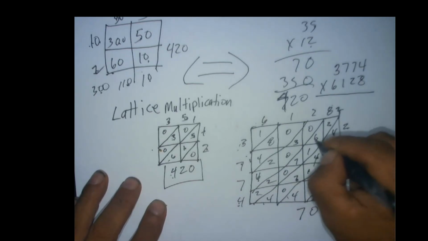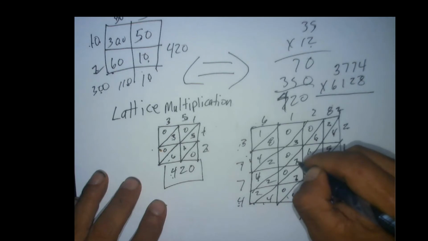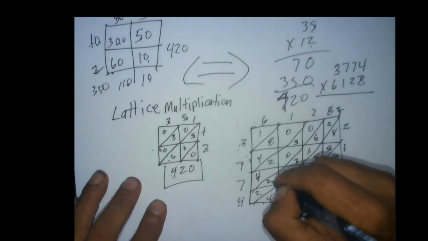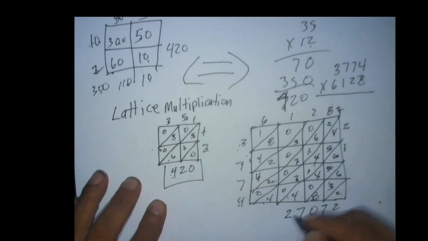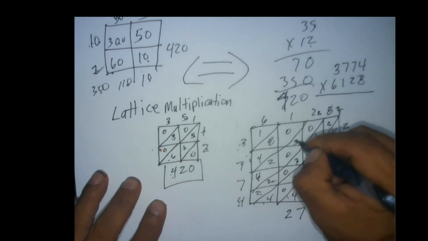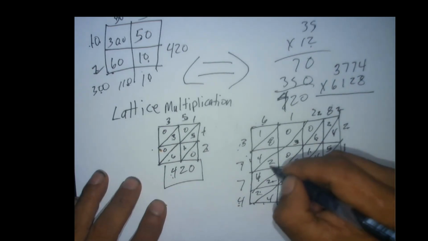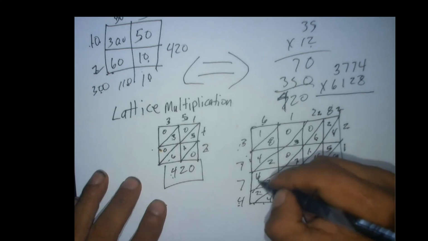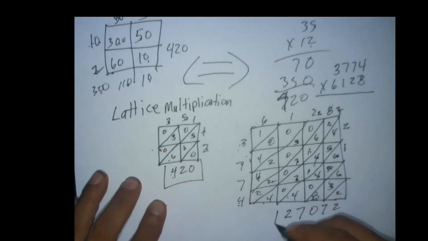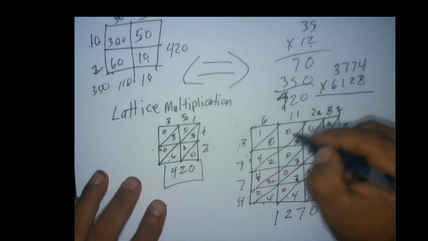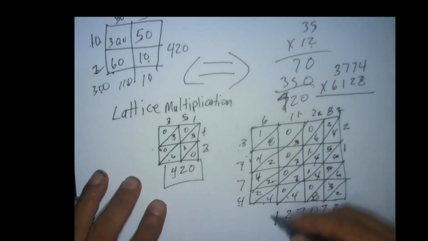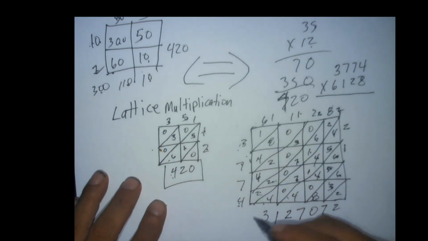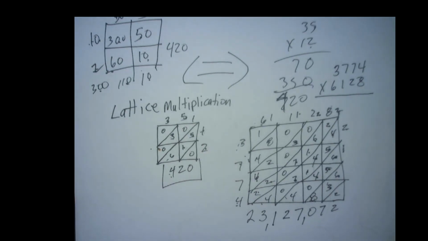That's 10. 11. 11 and 7 is 18. 20. 22. Carry a 2. 2 and 3 is 5. And 5 and 2 is 7. And 7 and 4 is 11. Carry a 1. 12. 8 and 4 is 12. And 1 more is 13. And then we got 1 more, and that's 2. So 23,127,072. Now I'm sure that's what you got, right?